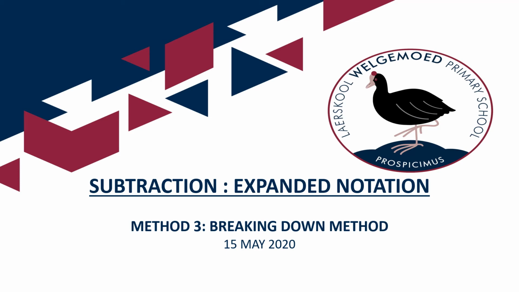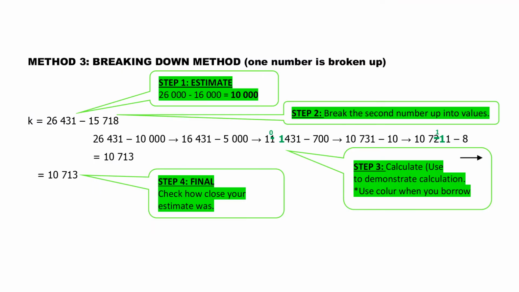So now we have arrived at our final method, method 3 of the expanded notation, which is the breaking down method. With the breaking down method, it is important to know that only one number is broken up. Once you've written down your number sentence, which is 26,431 minus 15,718, step 1 would be to estimate.